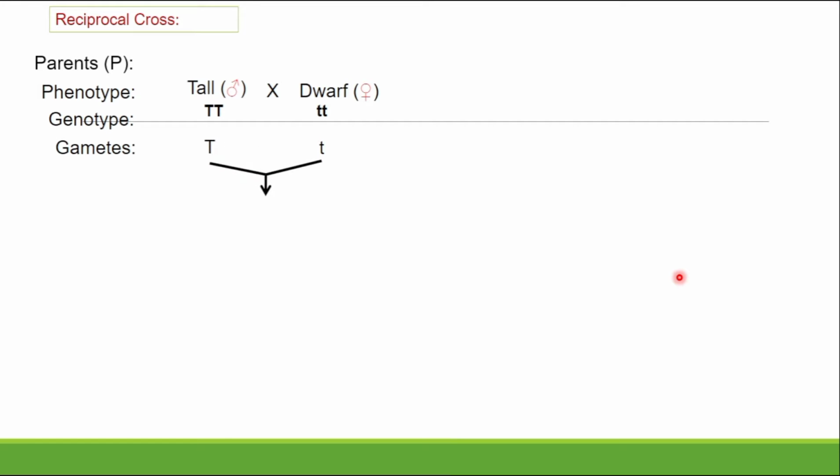So what's the reciprocal cross? When the parents are selected as pure line parents, the phenotype is tall and dwarf. The genotype is capital T, small t. The gametes obtained are capital T and small t. Then what happened? There is obtaining the F1 generation. What's the F1 generation? It is a hybrid tall plant. All these are tall, but these are hybrid tall, meaning the dominant is expressed and the recessive is not expressed.